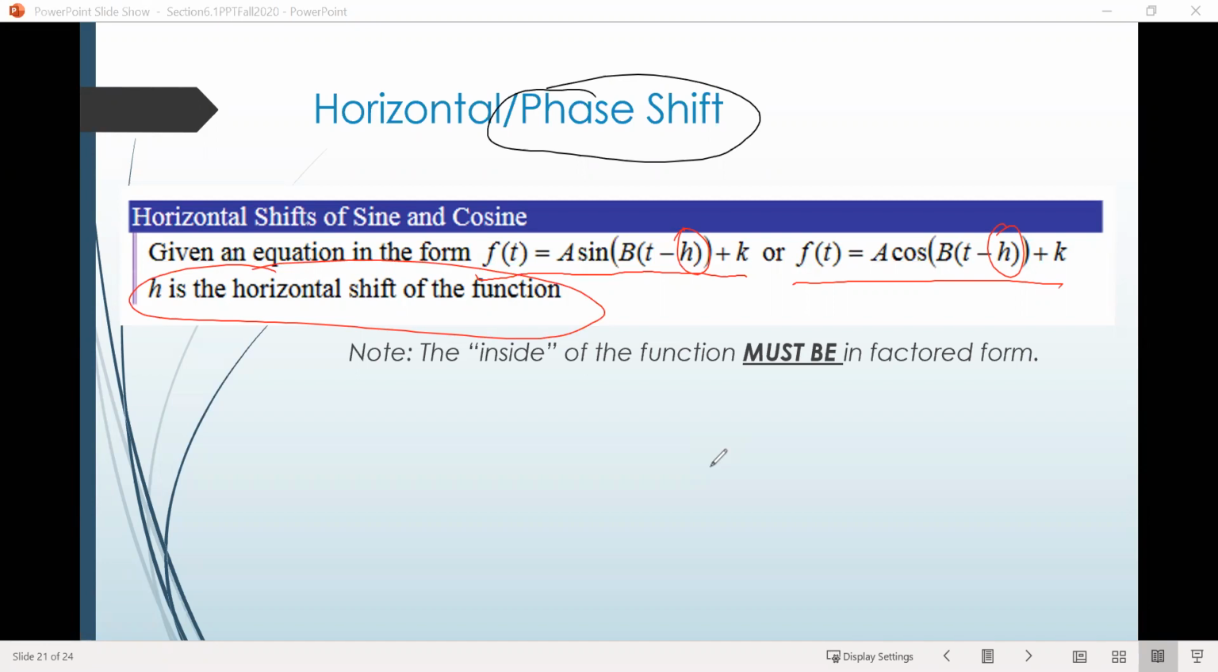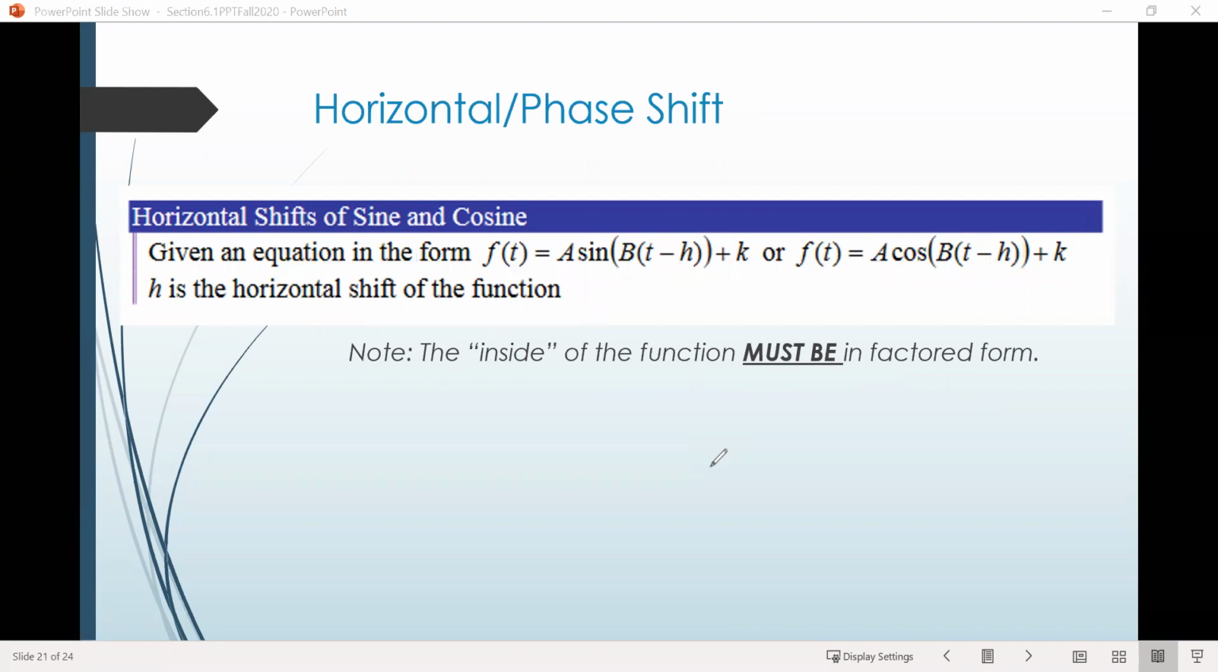Now the next thing I want to point out is that the inside of the function must be in factored form in order to identify what that phase shift is. Let me show you what I mean by that on the next slide.